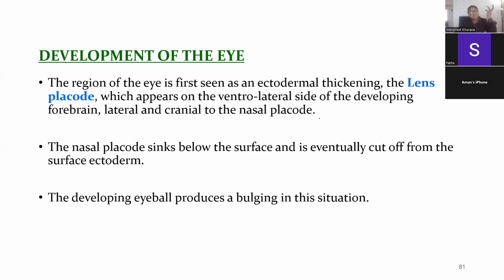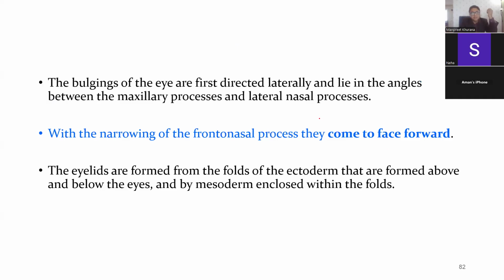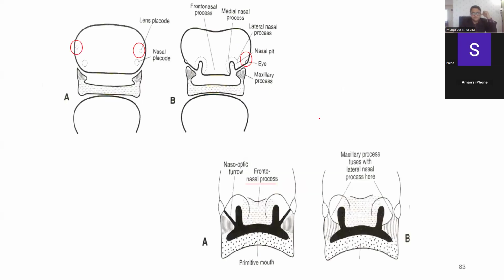Development of eye, you just have to remember that there is an ectodermal thickening which is known as the lens placode, similar to a nasal placode. And with the narrowing, as I told you, the eyes come to face forward with the narrowing of the frontonasal process.